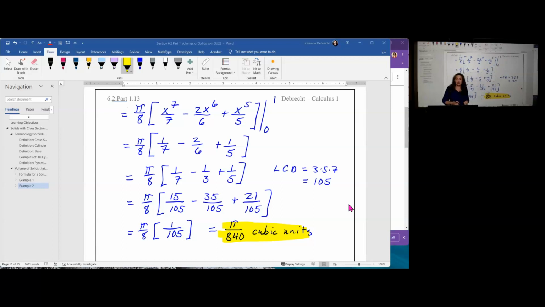Substituting in the upper limit of integration would be x equal 1, but 1 to any power is 1, which gives me 1/7 minus 2/6 plus 1/5, all combined and multiplied by pi over 8, which I kept outside as a constant factor. The lowest common denominator is in fact the product of 3, 7, and 5. And this gives us 105. Getting common denominators and combining the fractions gives us pi divided by 840 cubic units. This is a tiny, tiny amount of volume.